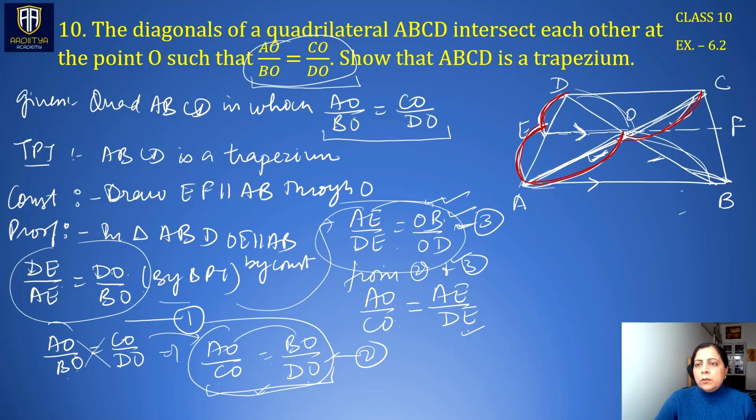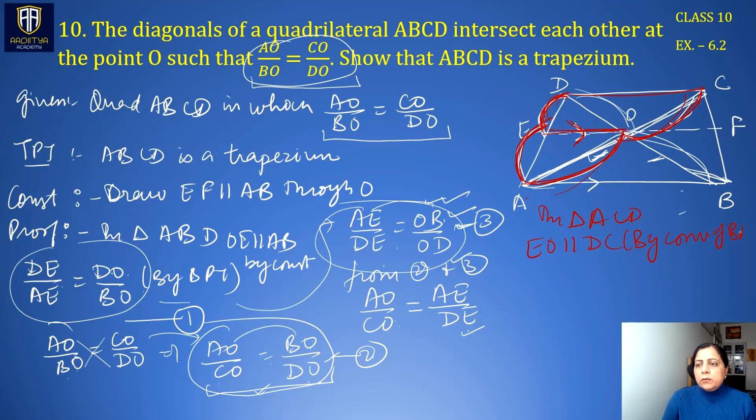So what can we do? See, the ratio of these two parts on the left hand side is equal to the ratio of these two parts on the right hand side, and this is forming a triangle ACD. So in triangle ACD, if these ratios are equal, that means the middle line, this line EO, is parallel to the base line. EO is parallel to DC by converse of BPT.